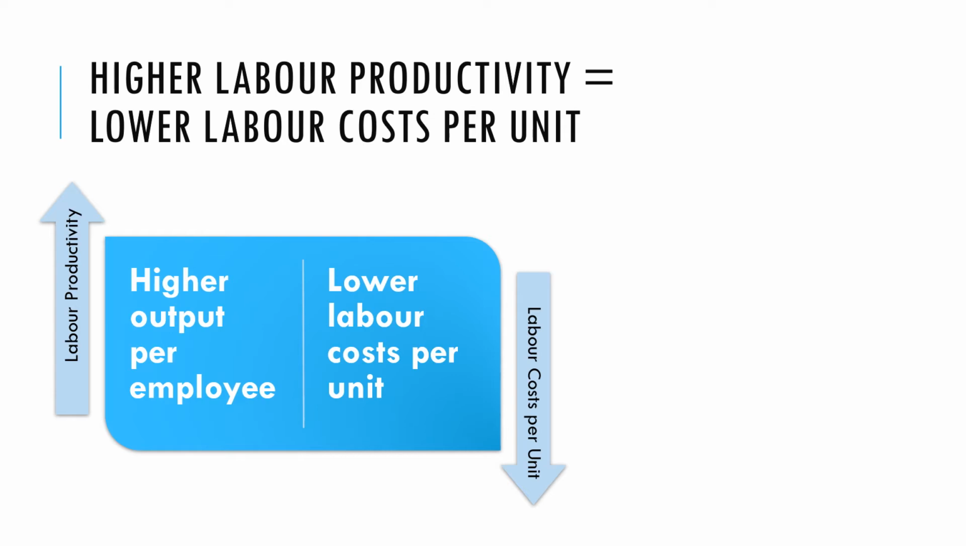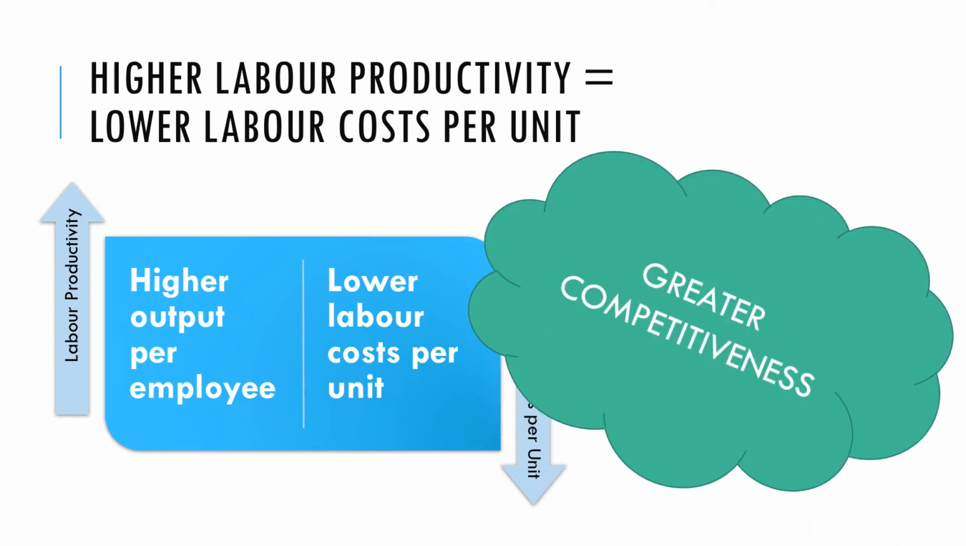And if the cost per unit is lower, then I can increase my profits or charge a higher price and in general have a greater competitiveness. So there's a strong link between labor productivity and competitiveness.